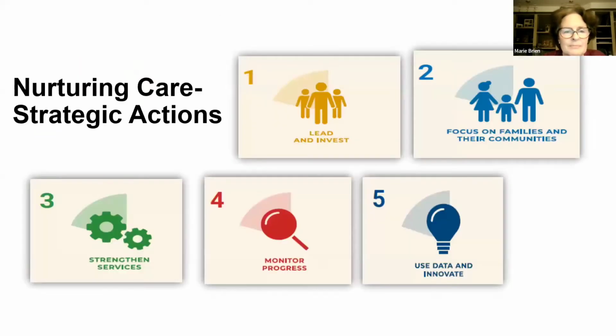So the strategic actions that they developed were to lead and invest in children, to focus on families and their communities, to strengthen services, to monitor progress, and to use data and innovate. And this is what Amar Seva Sangam sought to do.